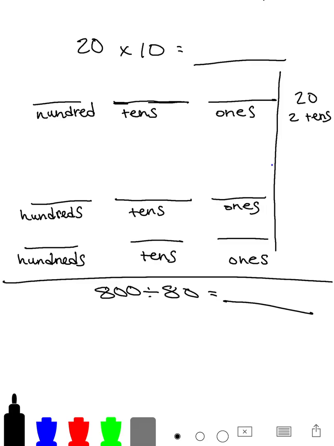On this worksheet, you will need to show your work to show your understanding of multiplication and division problems. The first problem we are going to do today is an example of a multiplication problem. The problem is 20 times 10. 20 can be represented by two groups of 10.